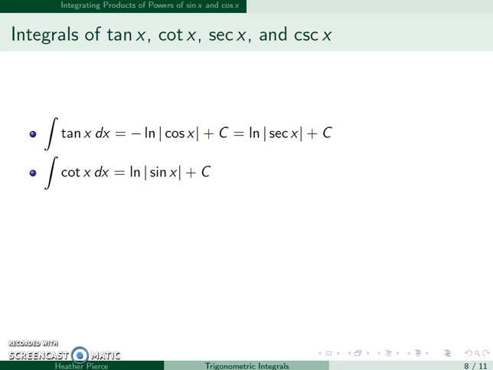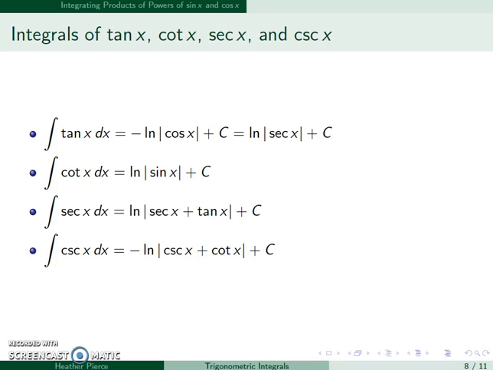The integral of cotangent x dx is the natural log of sine x plus c. The integral of secant x dx is the natural log of secant x plus tangent x plus c. And the integral of cosecant x dx is negative natural log of cosecant x plus cotangent x plus c.